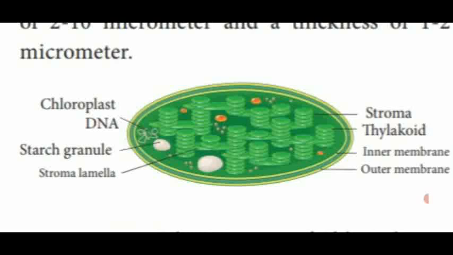Chloroplast DNA is present inside the stroma region. The thylakoids are connected by a tubular-like structure called stroma lamellae. So this is the structure of chloroplast.